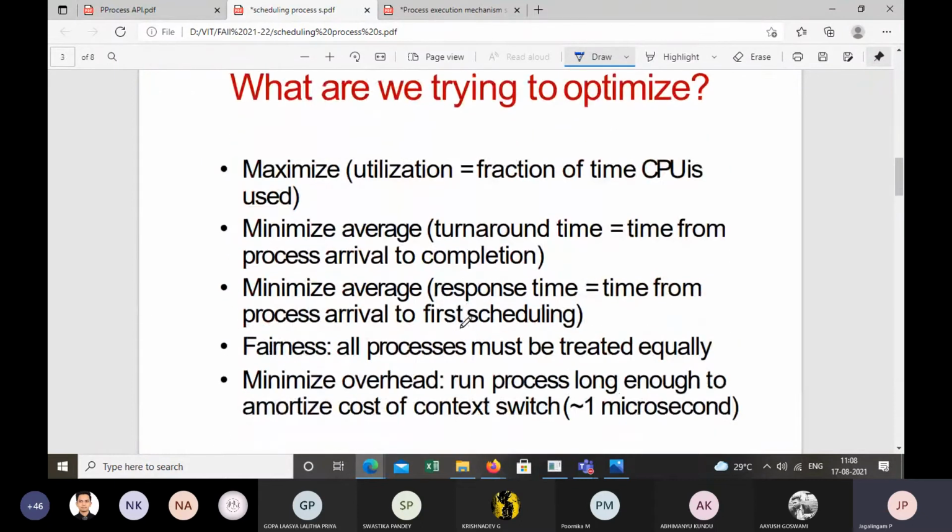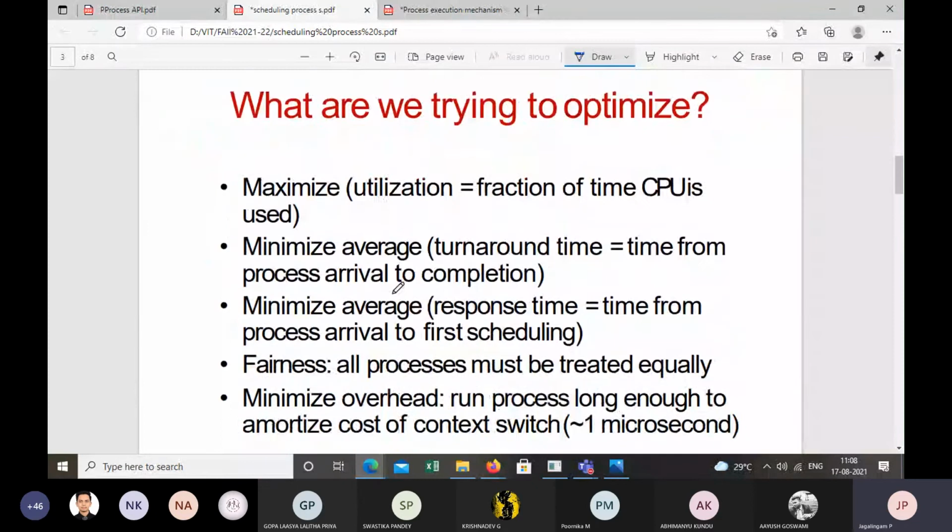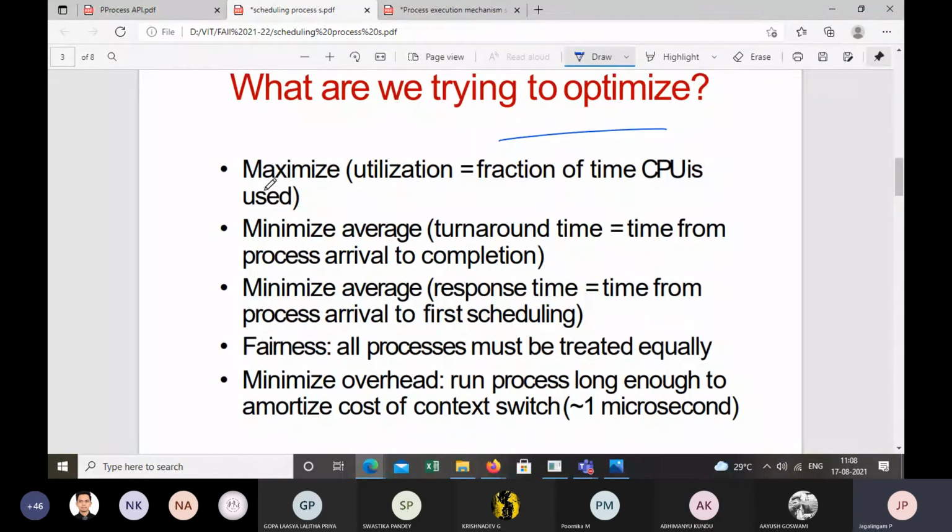Fine. Now, in the operating system scheduler, we have certain goals, right? Our scheduling algorithm has certain goals. The first is to maximize the utilization of the CPU. We need to make sure that the CPU is fully utilized as far as possible. The second is that we need to minimize the turnaround time.